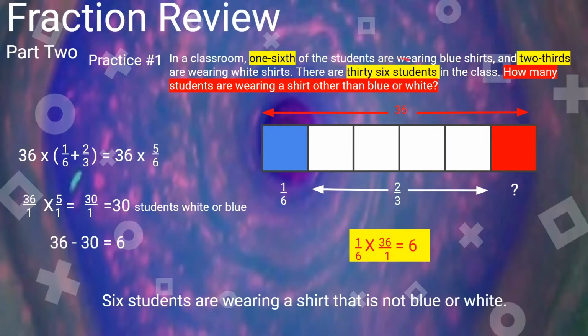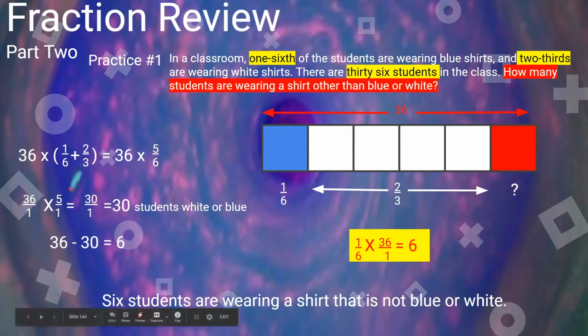So let's take a look again. 1/6 of the students are wearing blue shirts. We broke our model into 6 parts, so one of those 6 is blue. And then we also said that 2/3 or 4/6 are wearing white. So there's 1, 2, 3, 4/6, equivalent to 2/3. I know a lot of this is probably getting pretty simple for you, but we're just going to work our way through it. And then finally, our last question: how many students are wearing a shirt other than blue or white? That's what we don't know. So that's the problem we want to solve.